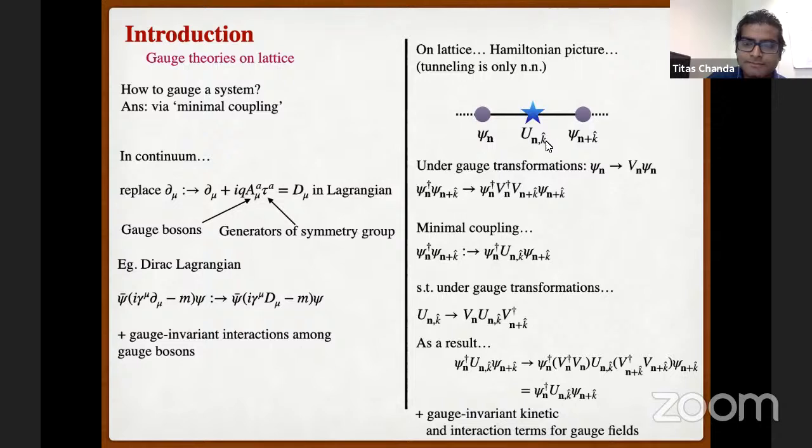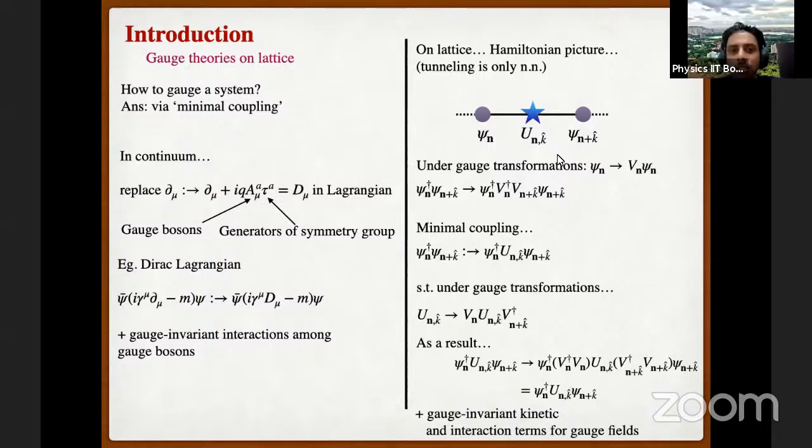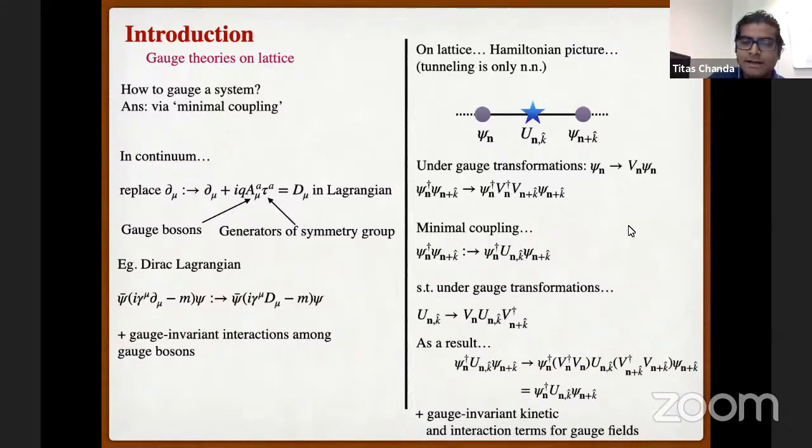Exactly. And then under the U1 symmetry, this construction will remain invariant. That's right, any continuous group. So Vn can be a member of any continuous group. Here I am talking about only continuous groups. For a discrete group, it remains almost the same, but U will not be a unitary operator. It will be just a ladder operator.